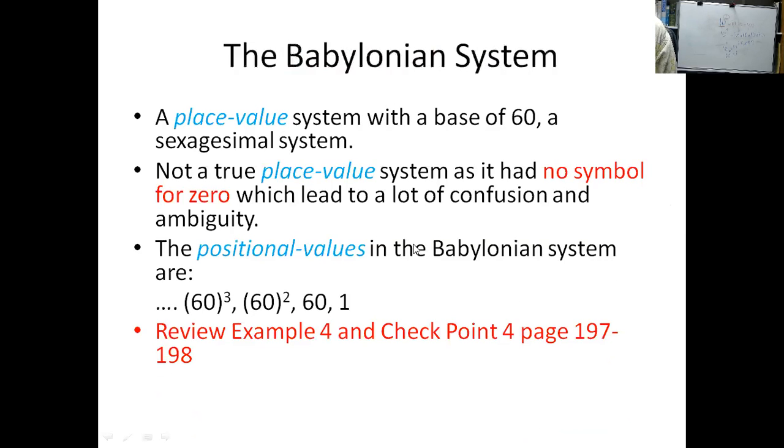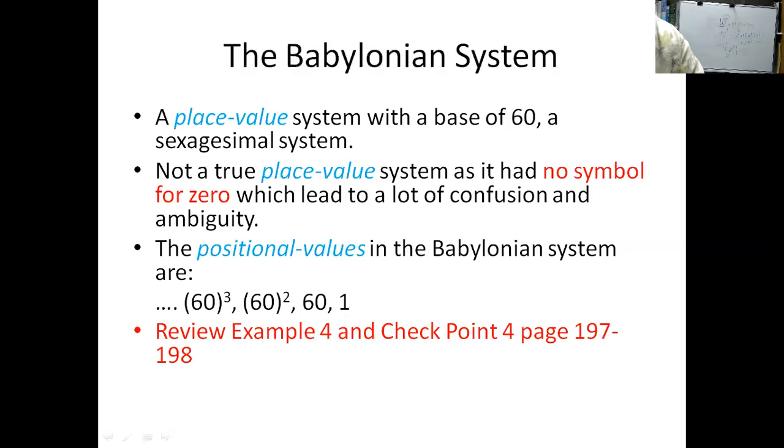The positional values in Babylonian system are like this. You just have to know it by memory. The first one 1, the second one 60, the third one 60 to the power of 2, the fourth one 60 to power of 3.